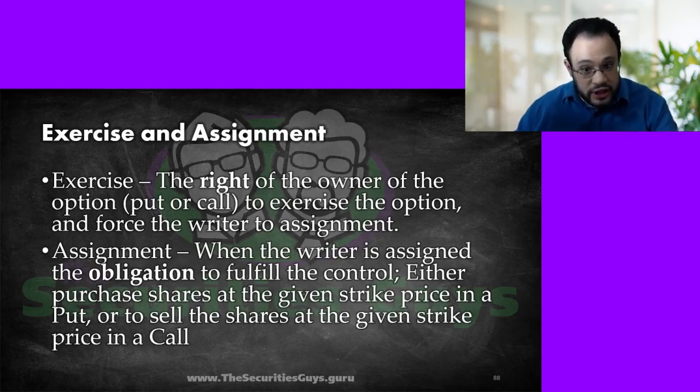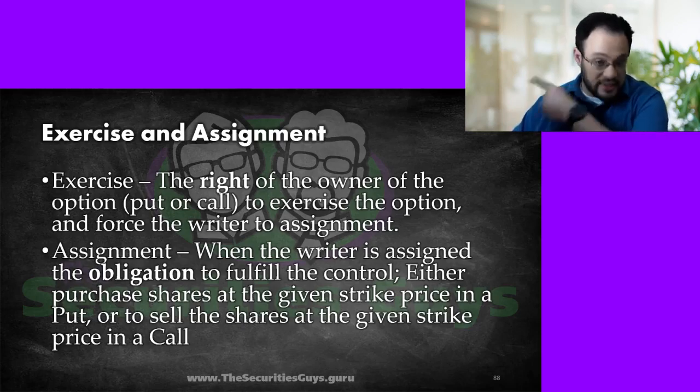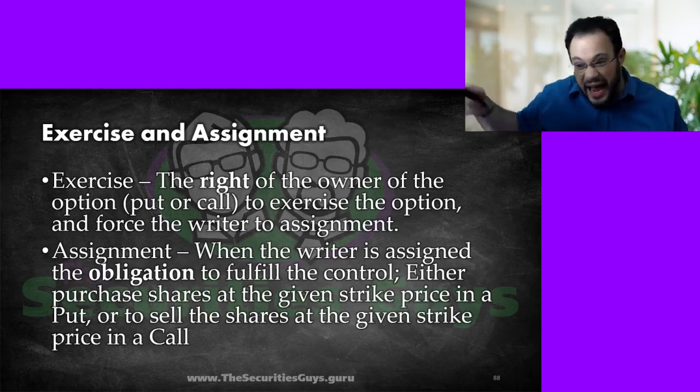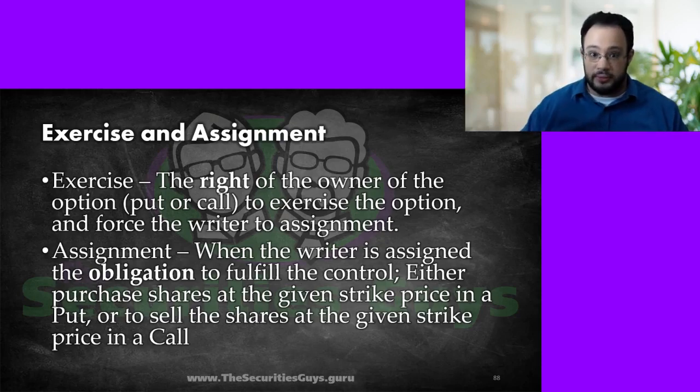Either they purchase shares at the given strike price in a put. I can put my shares to the writer. That means they must pay me. Or I can call the shares from the writer, meaning I have to be able to buy it. They have to sell them to me.